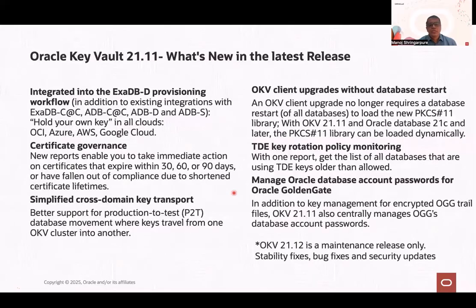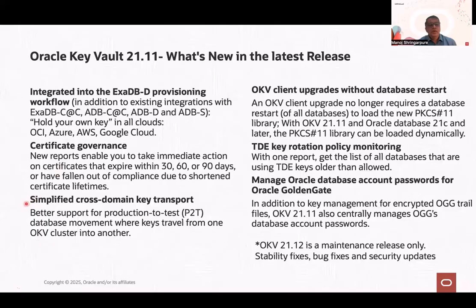integration. So recently we released Oracle Key Vault 21.12, but it's more of a maintenance release. So 21.11, which is the earlier release, has these new capabilities and better integration workflows. We didn't talk about certificates, but you could also keep a backup of your certificates in the Oracle Key Vault. And here you could set up alerts, right? Say, your certificates are expiring in 30, 60, 90 days.